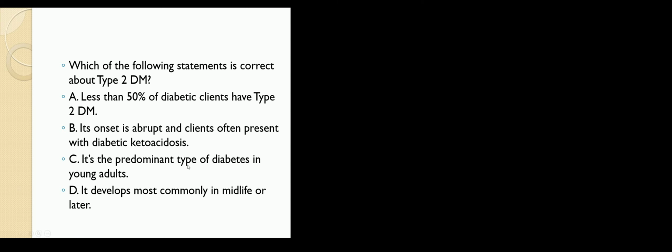C is the predominant type of diabetes in young adults. And we'll remember type 1 mainly occurred in young adults, peaking in 10 to 15 years of age, where type 2 is more prominent in older adults, particularly 50 and older. So before we even know the answer, we know it's D because we done eliminated A, B, and C. It develops most commonly in midlife and later.